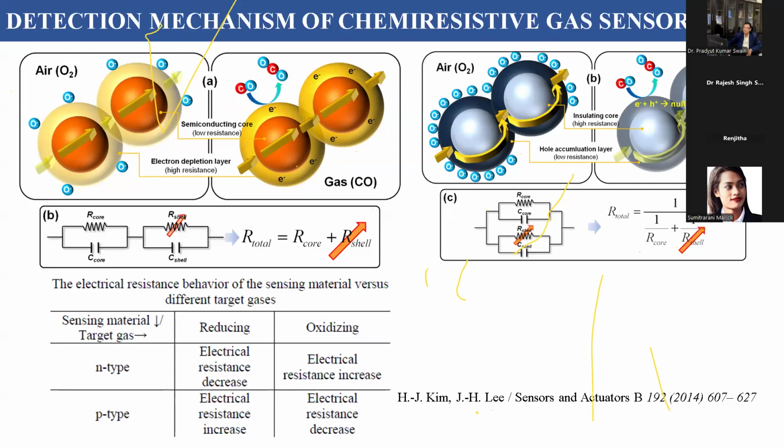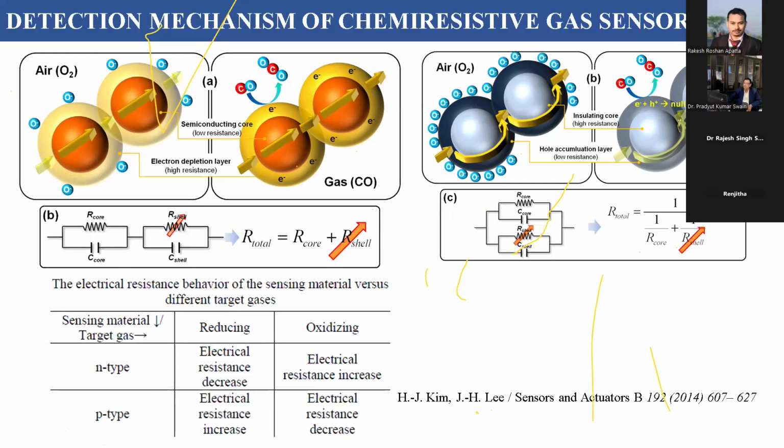For example, if you take gases like CO, carbon monoxide, this is an oxidizing gas. Whereas if you take gases like hydrogen, it's a reducing gas. Okay, when you have this type of gases, what will happen? If you see here, if it's an N-type target material, the electrical resistance will decrease in the reducing gas, and in the oxidizing gas, the electrical resistance will increase. Whereas in the case of P-type, the electrical resistance will increase for the reducing gas, and for the oxidizing gas, the electrical resistance will decrease. So these are some basics actually.